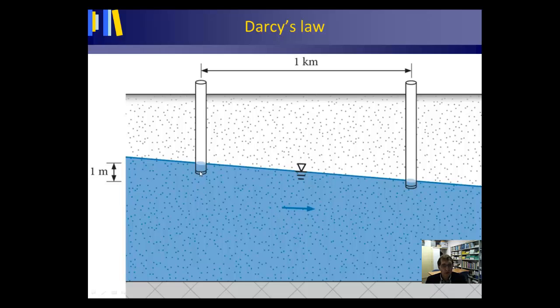Water is flowing from left to right, and we can see the water level is differing 1 meter in height, and that 1 meter in height is established over 1 kilometer distance. The question is, can we estimate the velocity of the groundwater flow? Yes, we can, and for this we can make good use of Darcy's law.